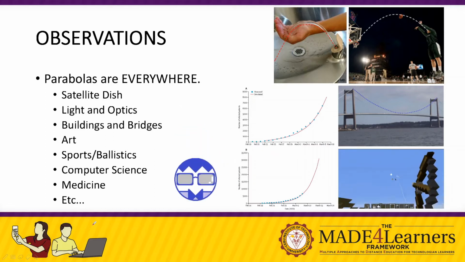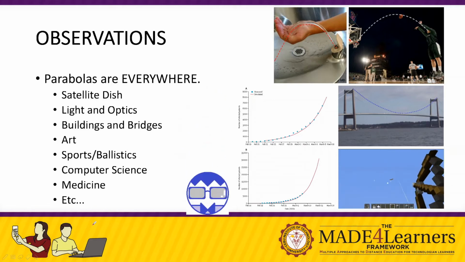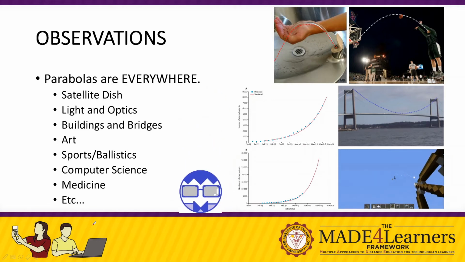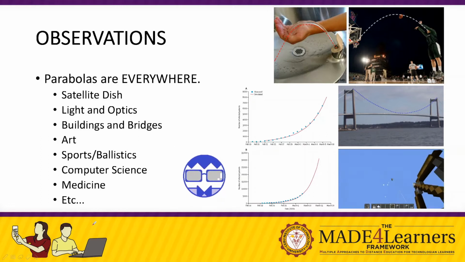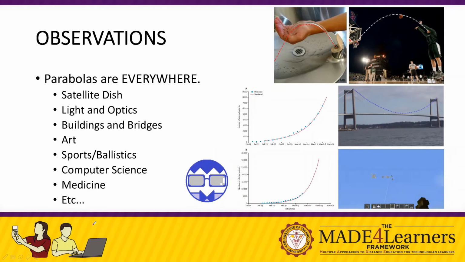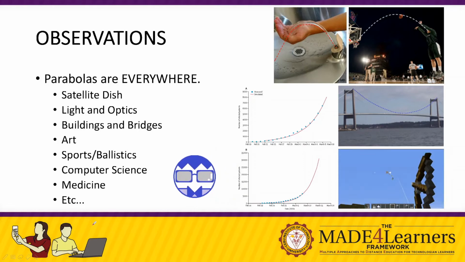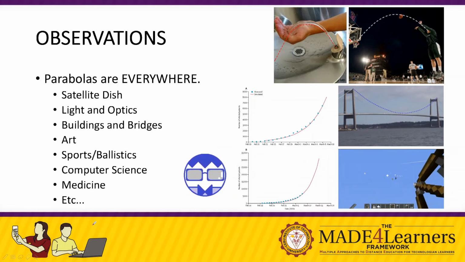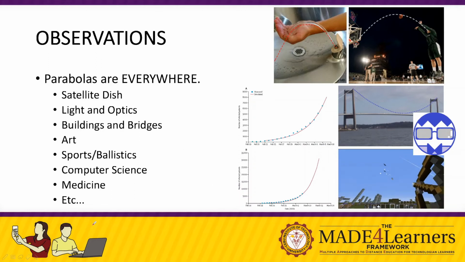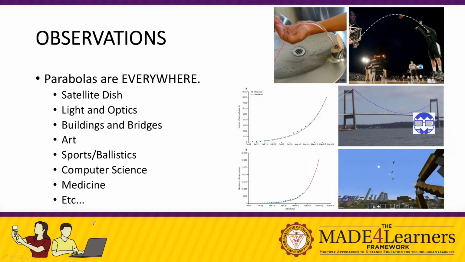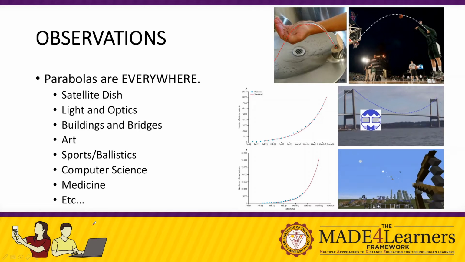Light and optics: we have the flashlight. In your flashlight, the bulb there is located at the focus of the parabola. Later on you will understand what the focus is. Then buildings and bridges. Look at here. I'll try to shrink. See, here this is a bridge, and observe that the blue dotted line here is a parabola.